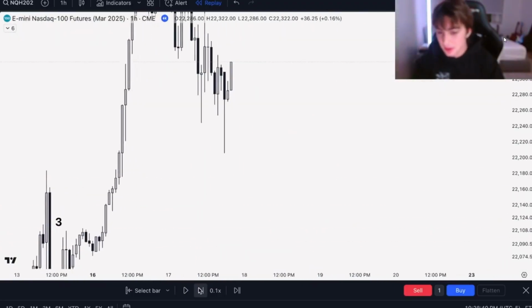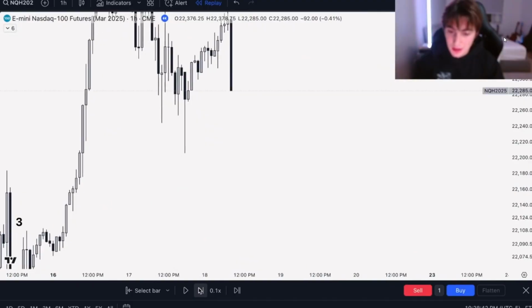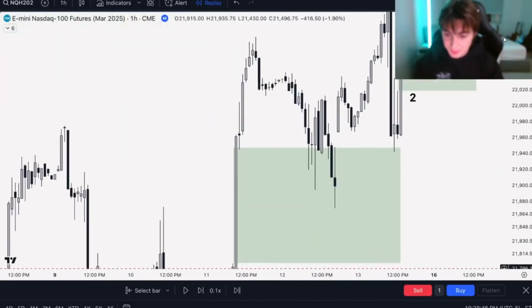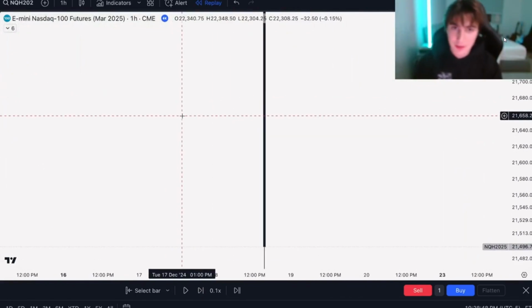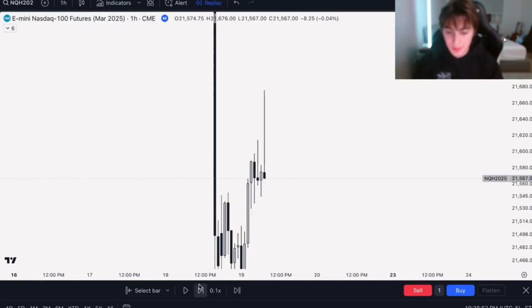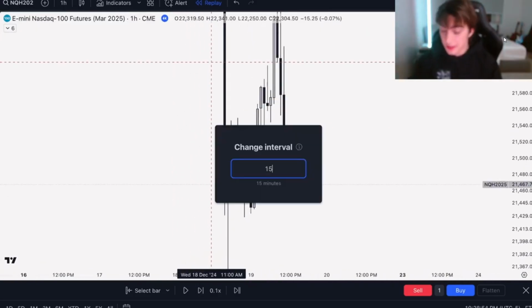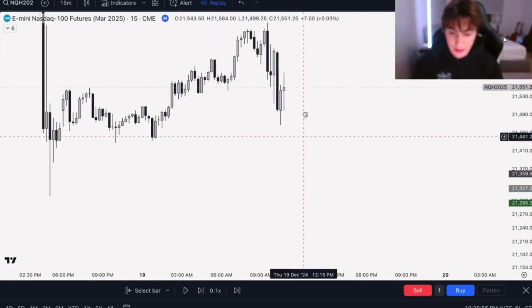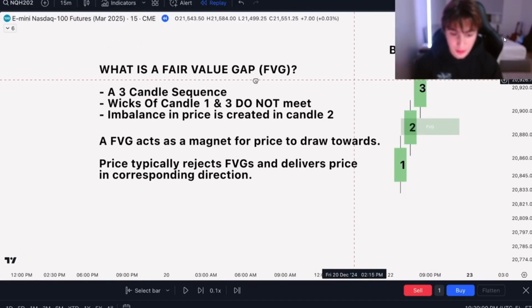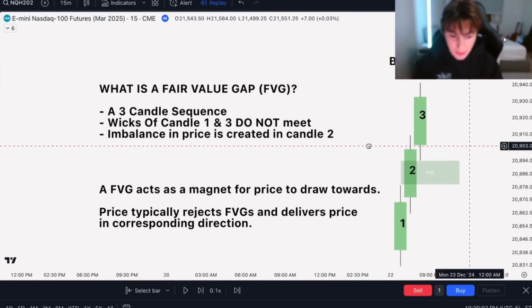Once again, if there's anything you can really take away from this, I would say just note that fair value gaps act as a magnet. Price will trade into them. Price will react from them. And it's a 3 candle sequence. Candles 1 and candles 3 wicks should not meet in order for this fair value gap to be created.